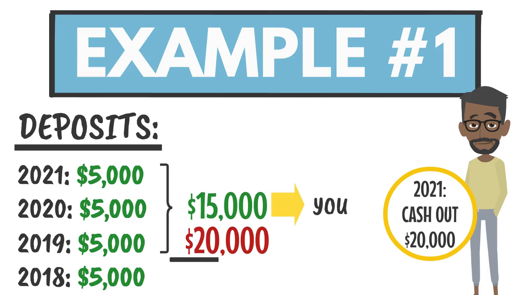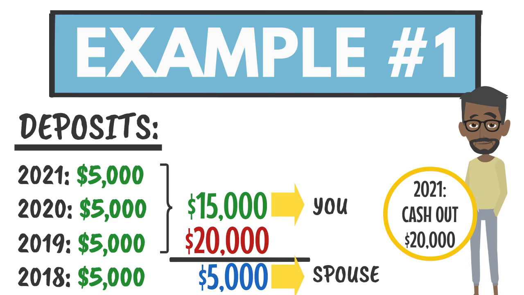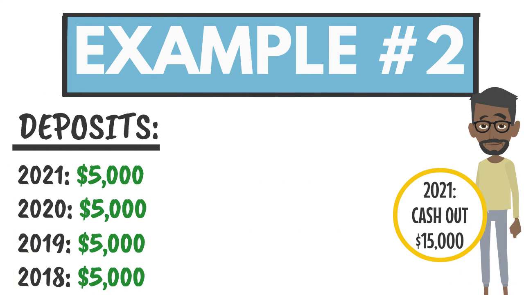If there's a difference between the amount taxed under you and your total withdrawal, then the difference will be added to your spouse's income. So in this example, $15,000 is taxed under you, and the remaining $5,000 is taxed under your spouse. Now, had you only withdrawn $15,000, then the full amount would have been taxed under you and nothing would have been taxed under your spouse. Let's move on to our next example.